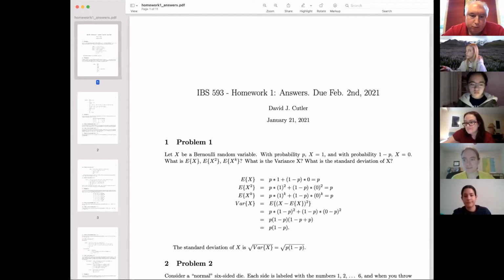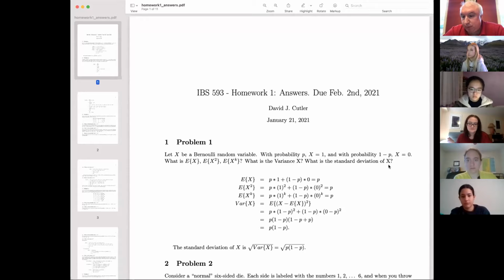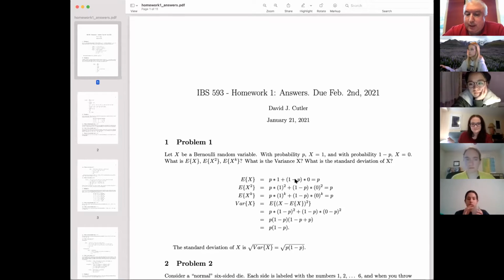Yes. So problem 1: we let x be a Bernoulli random variable, which means x can equal 1 or 0, and with probability p, x equals 1. Therefore, with probability 1 minus p, it's equal to 0. The problem asks for the expectation of x, the expectation of x squared, the expectation of x to the k, and the variance. This is just plugging into definitions. For the expectation of x, you get 1 times p plus 0 times 1 minus p, which gives you p.